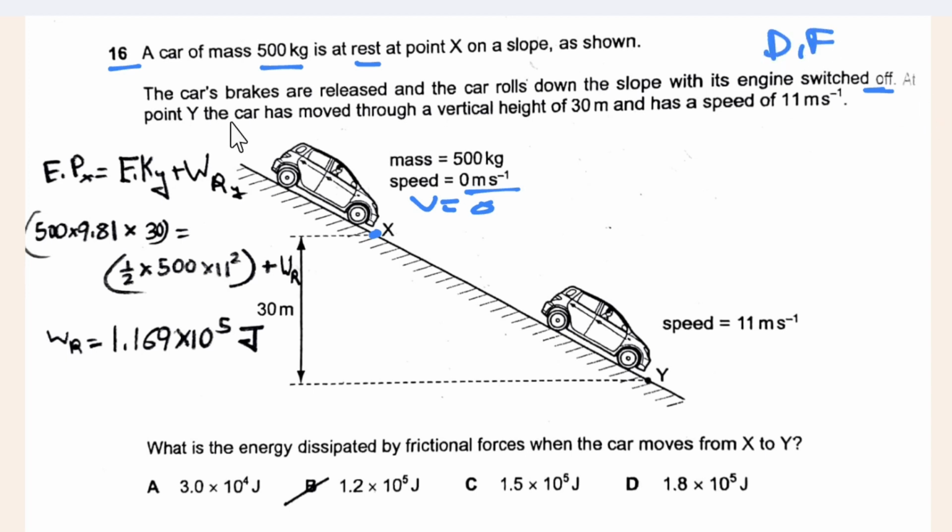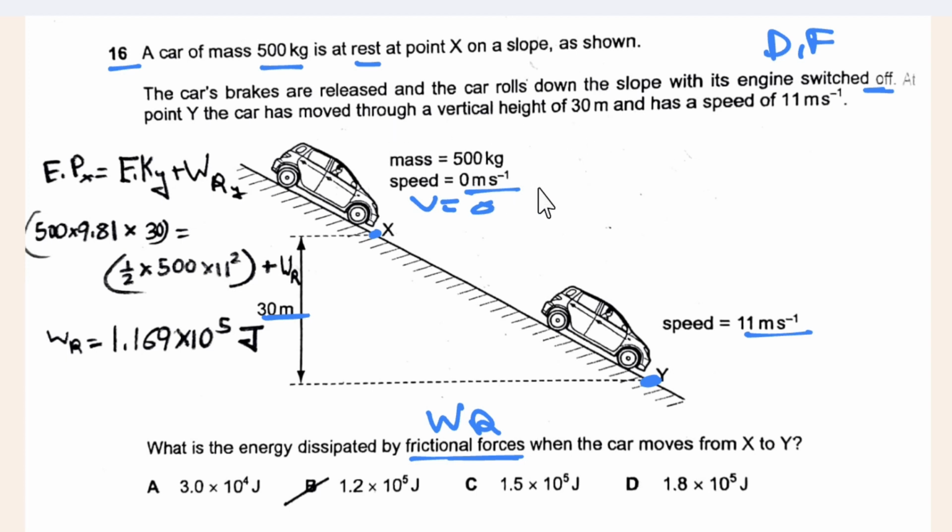At point Y, the car has moved a vertical distance of 30 meters and has a speed of 11 meters per second. So at point Y it has a speed of 11 meters per second and has traveled a vertical distance of 30 meters. What is the energy dissipated by frictional force? Energy dissipated by frictional force means the work done against friction when the car moves from X to Y.